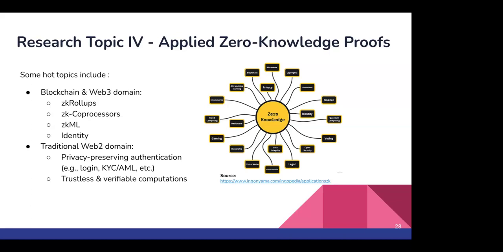For traditional applications, definitely for healthcare and financial applications, zero-knowledge proof is also a very important technology, for example, for performing privacy-preserving authentication. This includes zero-knowledge based logging, or KYC or AML applications, etc. Or how can we perform trustless or verifiable computation, which can benefit different industry sectors.